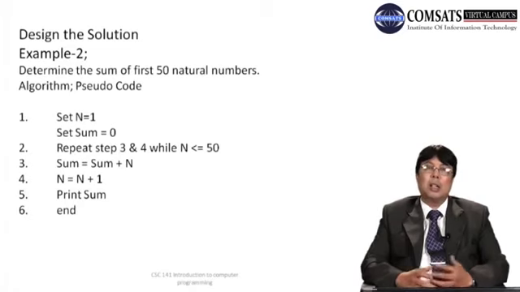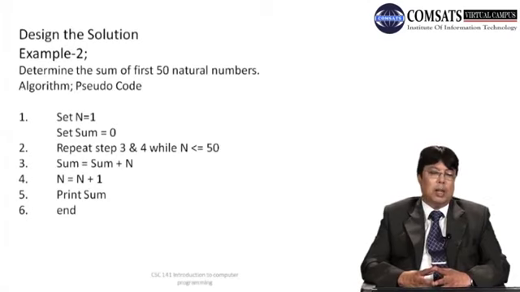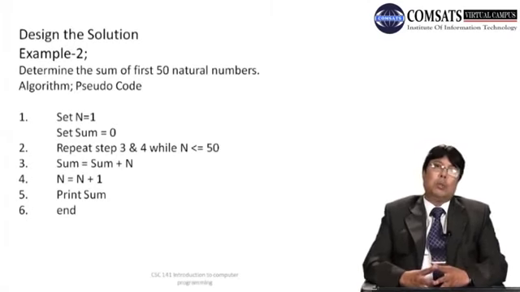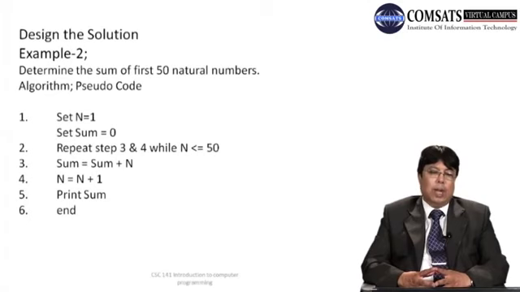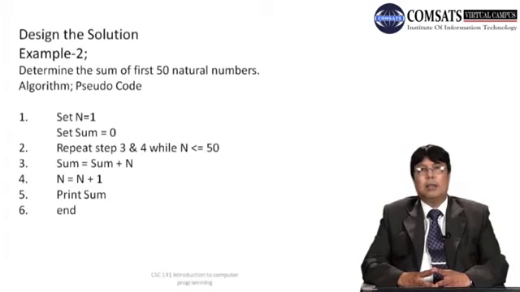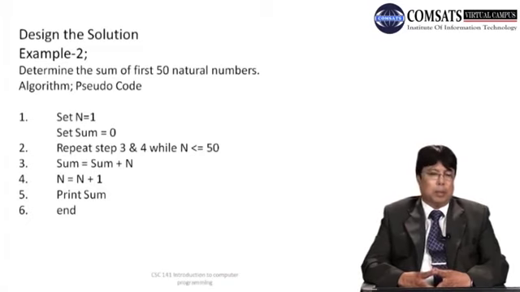It has got a certain name that I will explain to you very shortly, but for the time being we'll say that this algorithm requires that step number 3 and step number 4 should be repeated till the value of n reaches 50. That is, while n is less than 50, it should be repeated again and again and again. So what will happen?